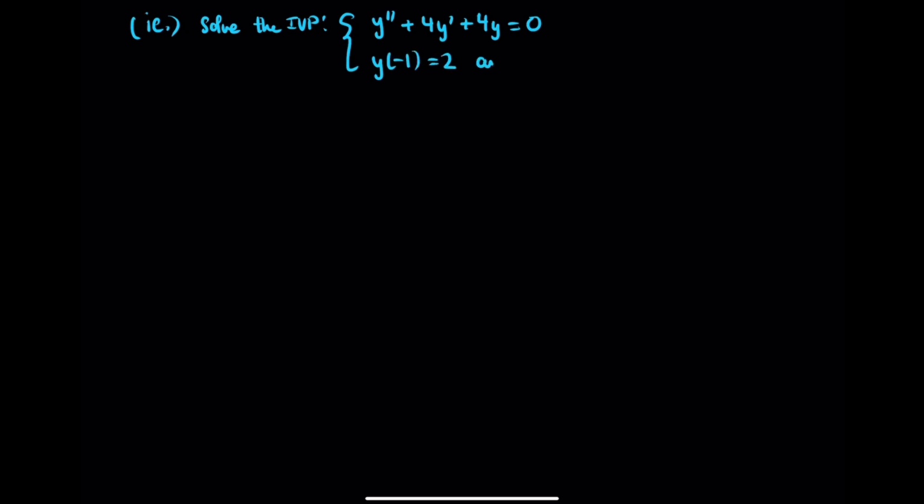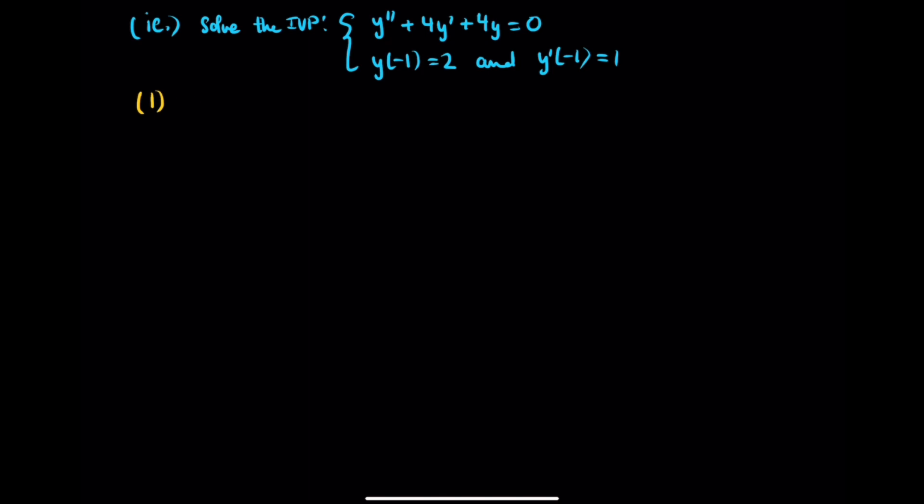Okay, so example: solve the IVP where the differential equation is y double prime plus 4y prime plus 4y equals 0, and your initial conditions are y(-1) equals 2 and y prime(-1) equals 1. So, like always, please go ahead and try this on your own. Okay, I'm hoping you've tried this on your own and you're coming back after succeeding.